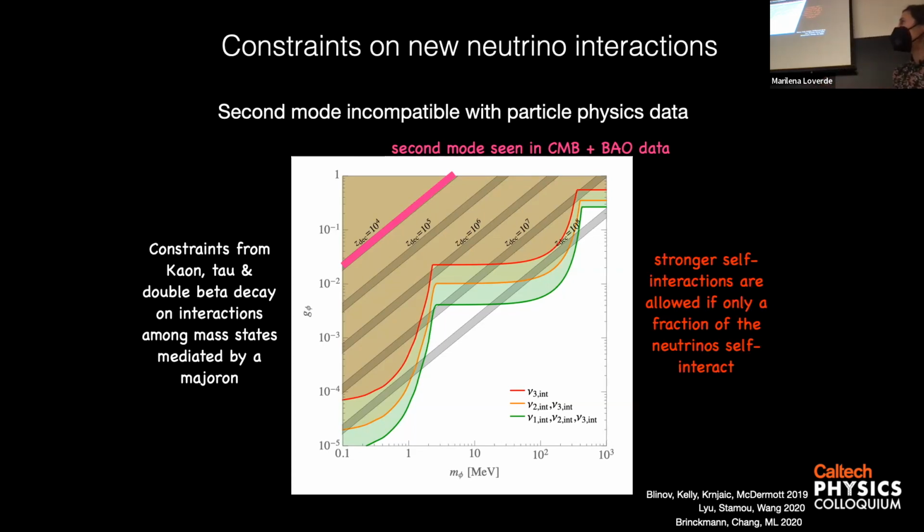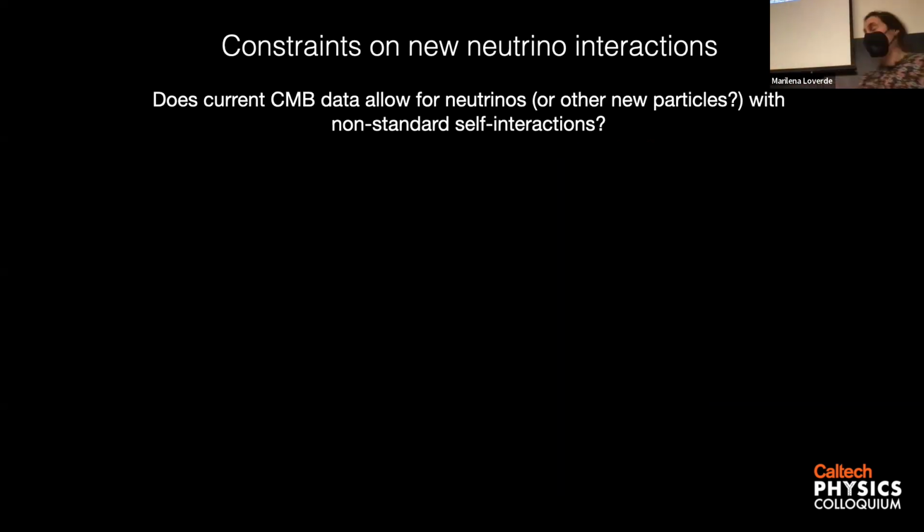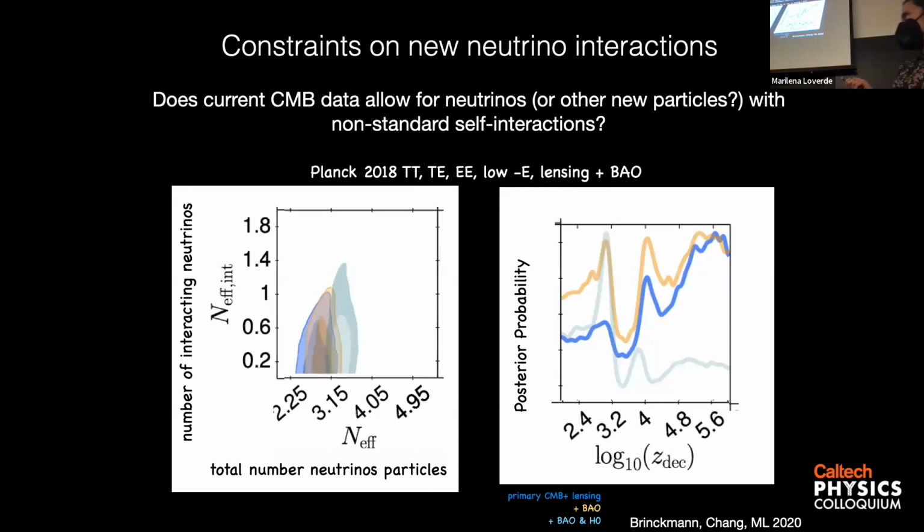But I could still ask the question of, well, suppose that instead of forcing all neutrinos to self-interact, I allow only a fraction of the neutrinos to self-interact. I can ask the CMB data, I can free up the fraction of neutrinos that self-interact and ask what are the constraints on the fraction of the neutrino energy density that can have some scatterings. And so that is another exercise that we did. The basic takeaway is there's no evidence for anything new or any non-standard neutrino interactions, but there's room for something to be detected in the future.